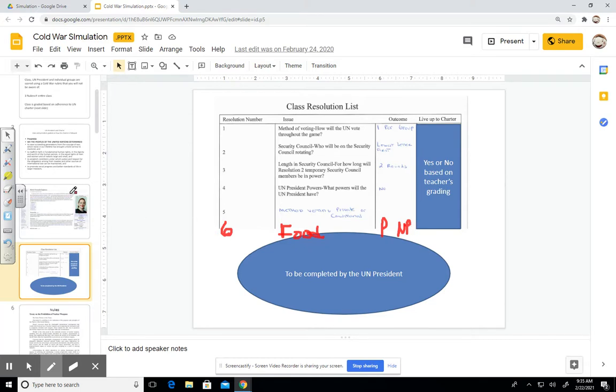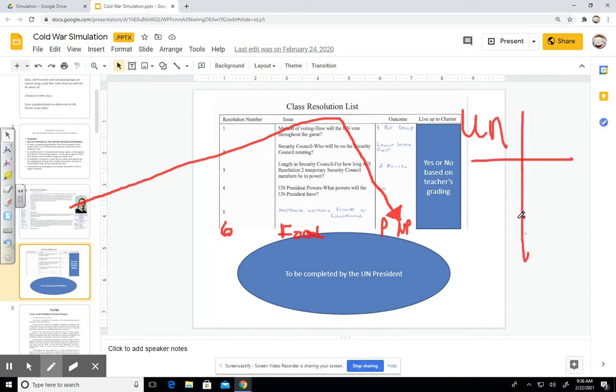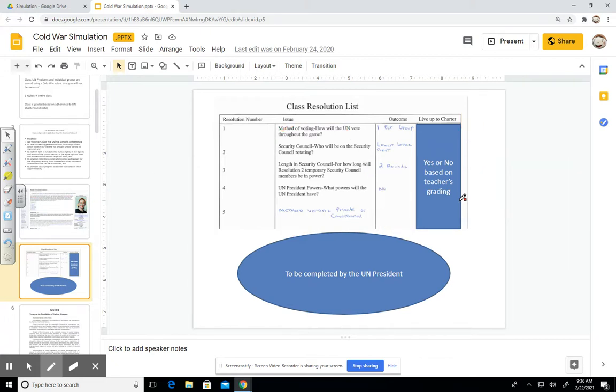Keep in mind, for the UN president, as long as they're trying to pass resolutions, I really don't care if the class decides not to pass the resolution. So I'm pretty much going to be looking at the UN president, how they're living up to the charter, but I'm also scoring the class to see whether or not the class is living up to the UN charter. So if your class is going to war and the UN president is trying to prevent war, that's going to be a positive for the UN president and a negative for the class overall.